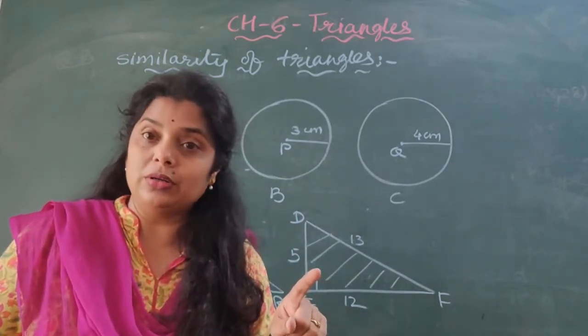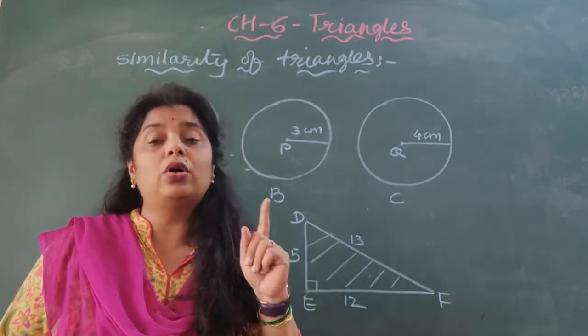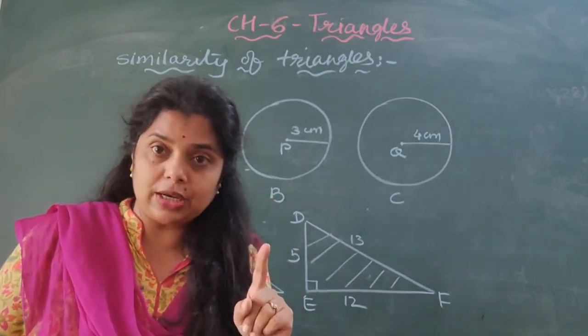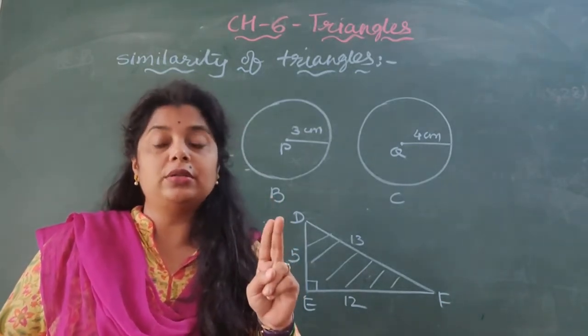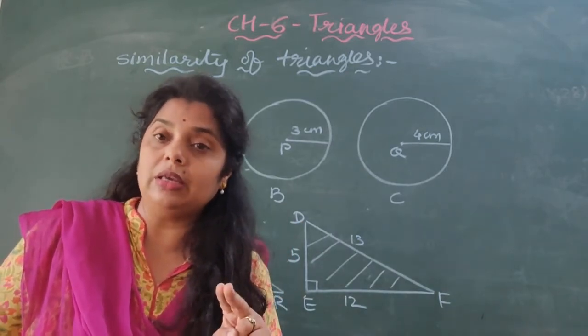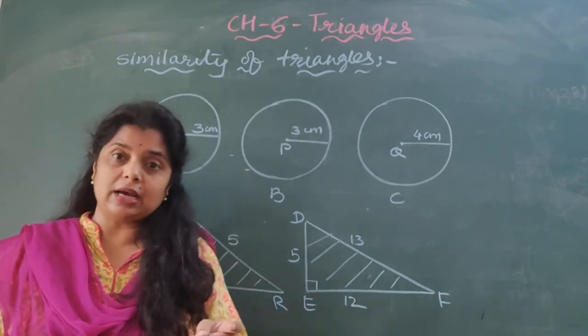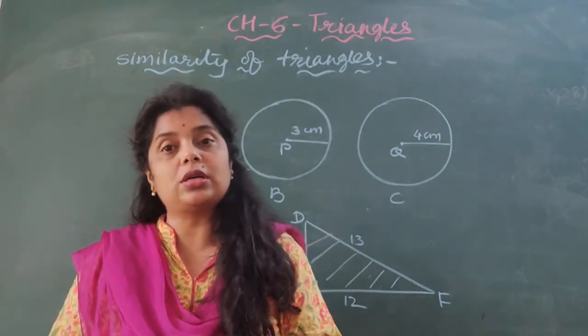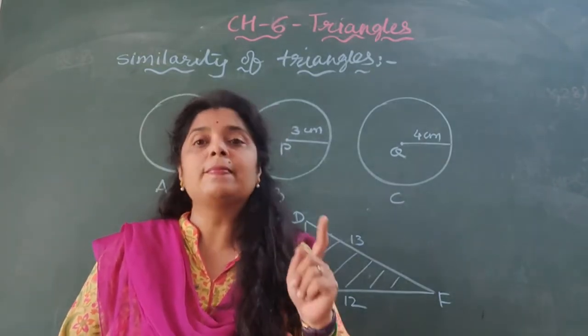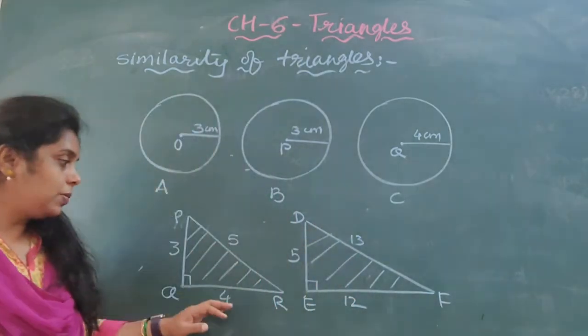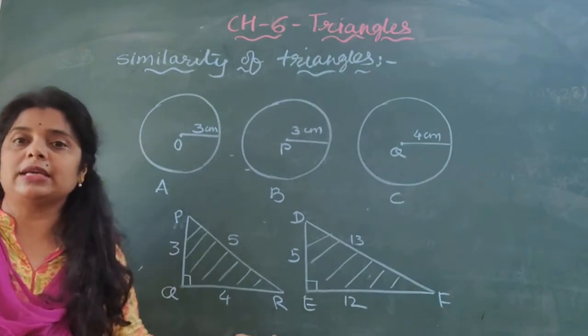not congruent. Which circles can we say are congruent? If they are the same shape along with the same size. If any two circles have the same radius, then only those circles are called congruent circles. Is it clear? Okay. Now let's talk about the right angle triangle.